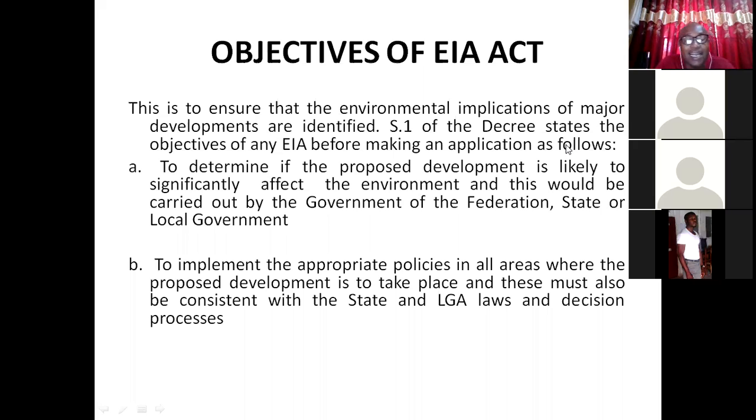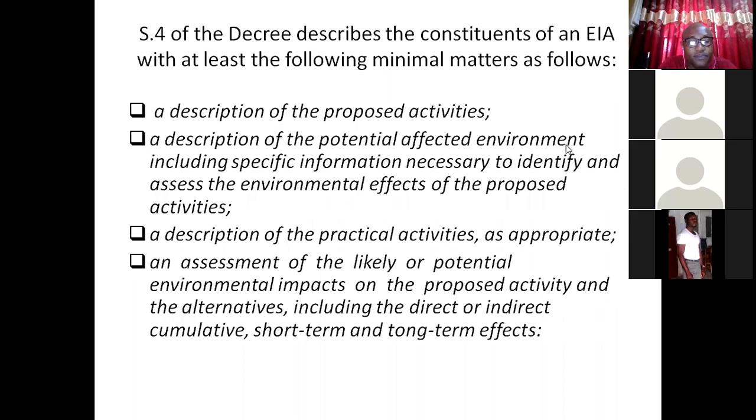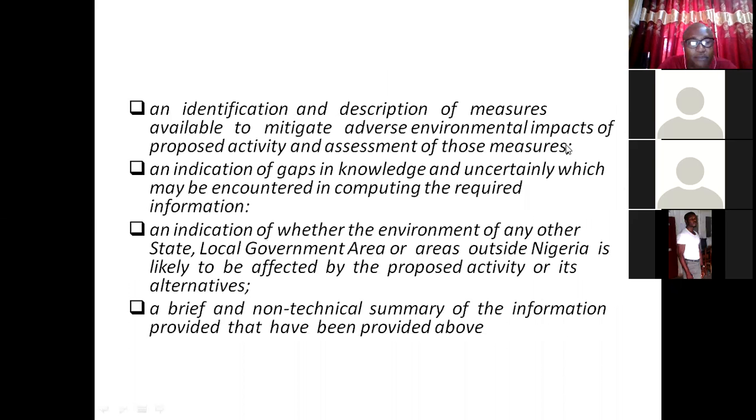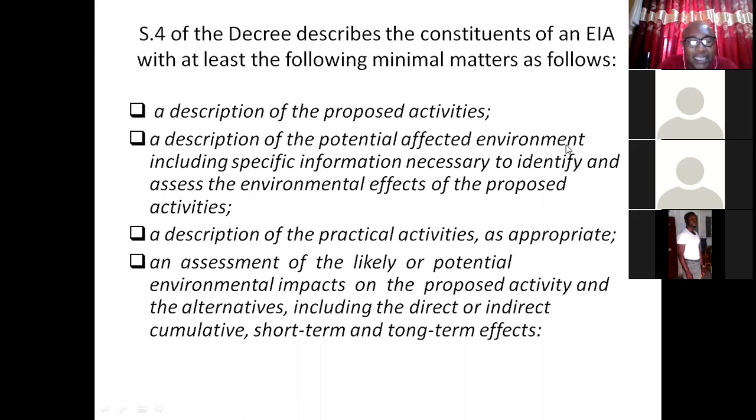EIA in Nigeria cannot be carried out by the federal agency alone. It has to go with the state and the local government, because environment is on the concurrent list in Nigeria. So you cannot say you want to use federal might on it or you want to use the state might. The federal government has the power to legislate on the environment, the state government has the power to legislate on the environment, and the local government also has the power to legislate on the environment. I also gave a brief description of what is expected in an EIA report.